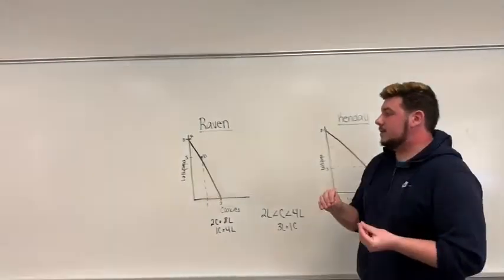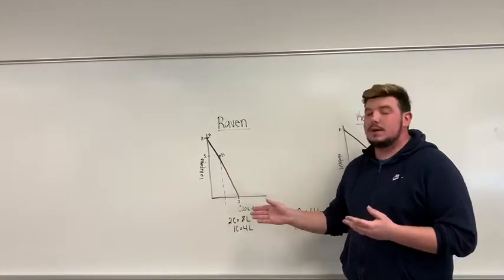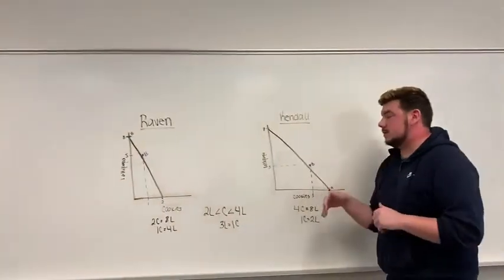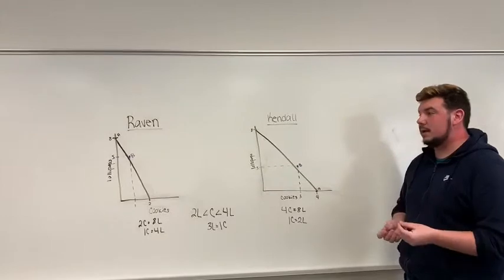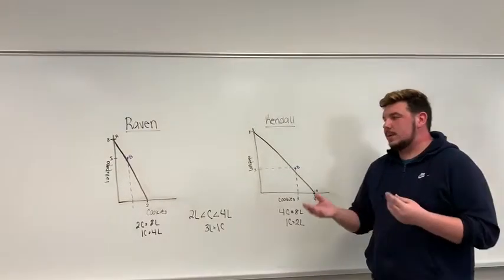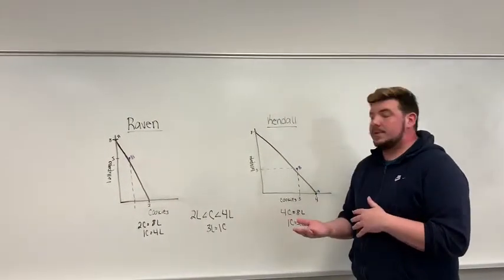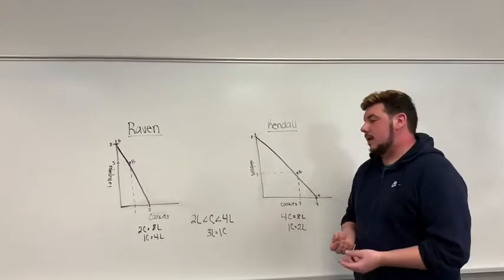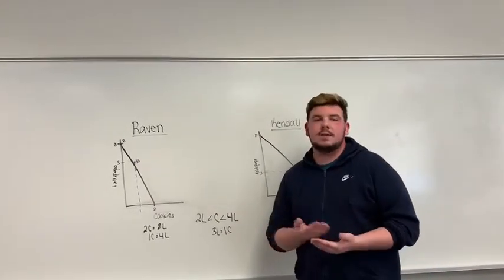We said Raven had enough resources to make either 8 lollipops or 2 cookies for her party, while Kendall had enough resources to make 8 lollipops or 4 cookies for her party. Now, in order to figure out who's going to specialize in what, like they did, we're going to look at opportunity cost and comparative advantage.